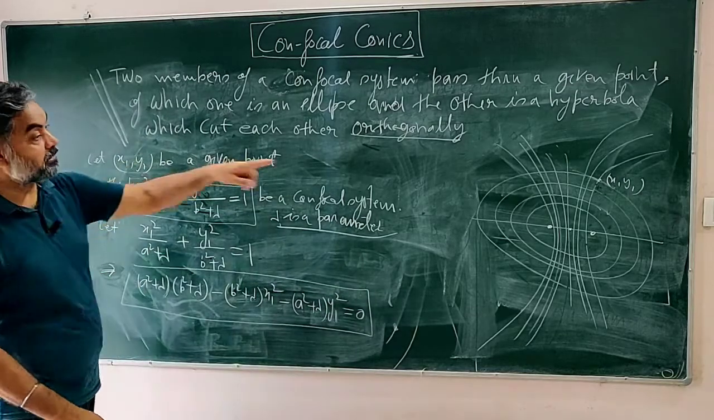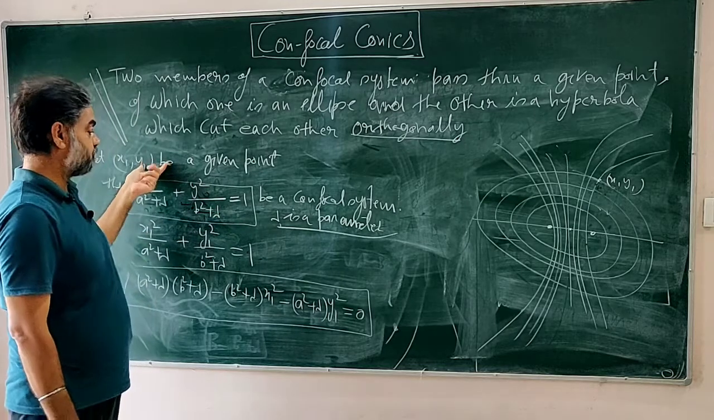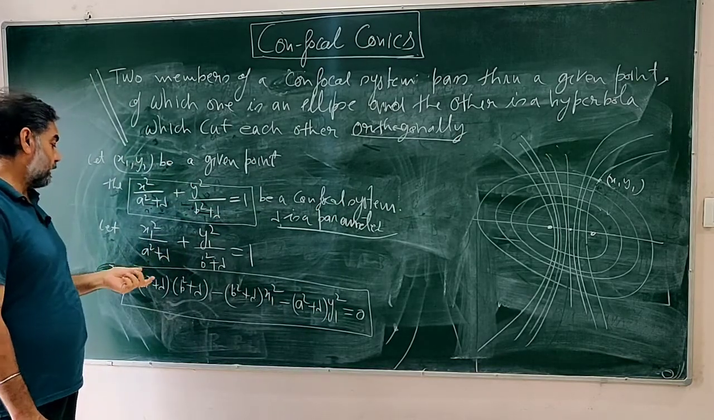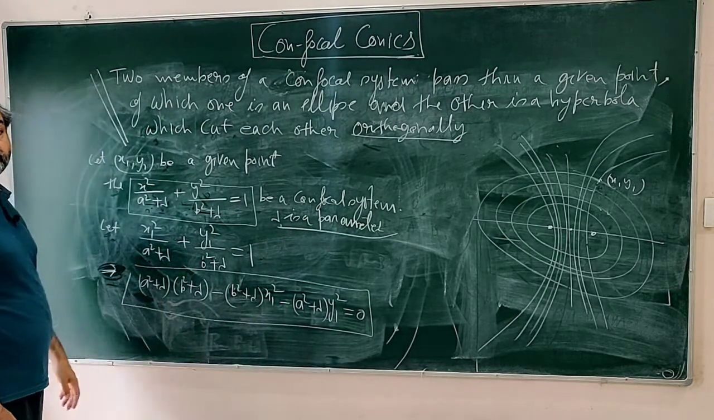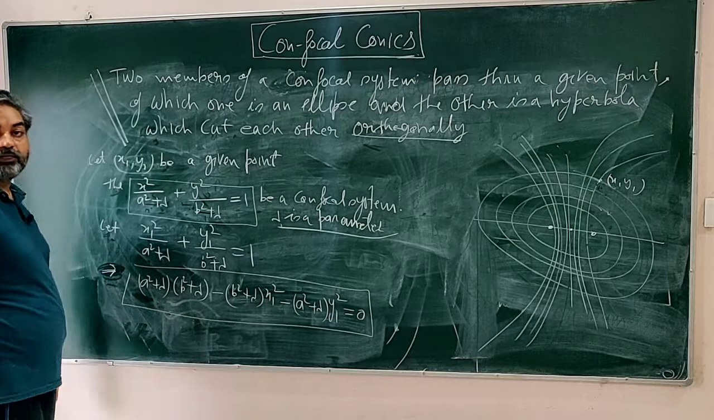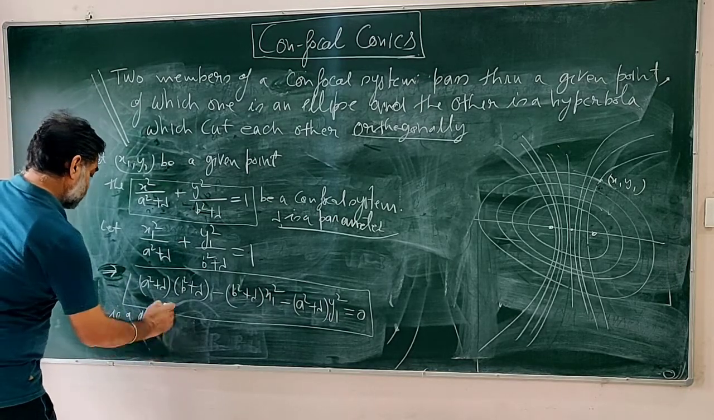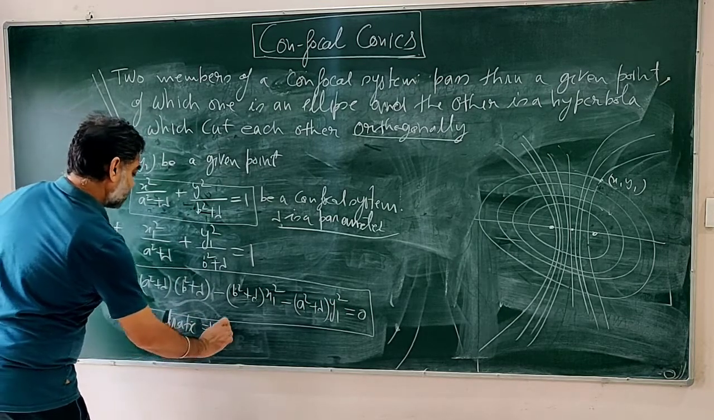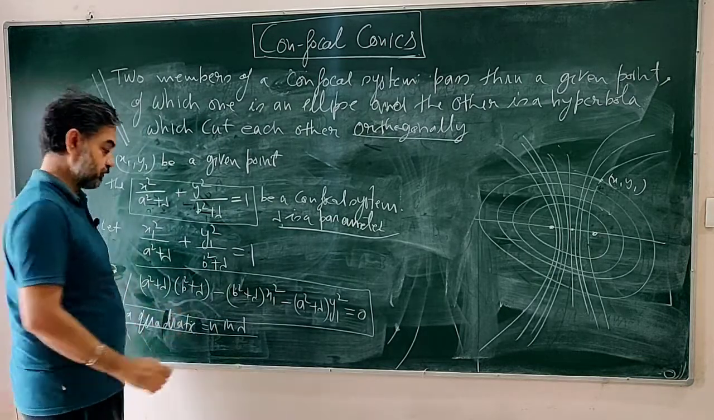So suppose x1, y1 is a given point, and suppose you have a confocal system, and suppose x1, y1 lies on this confocal system, then x1, y1 should satisfy this confocal system, and that means you will get this equation. This is a quadratic equation in lambda. So this quadratic equation in lambda will have two roots.